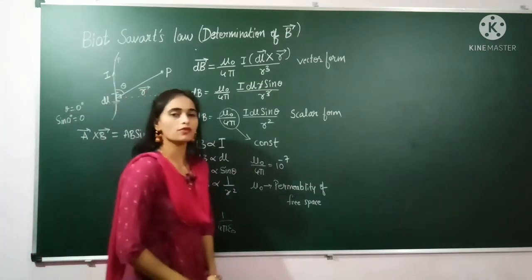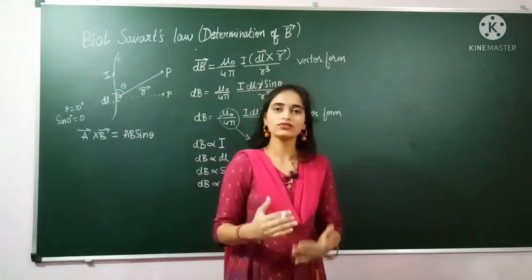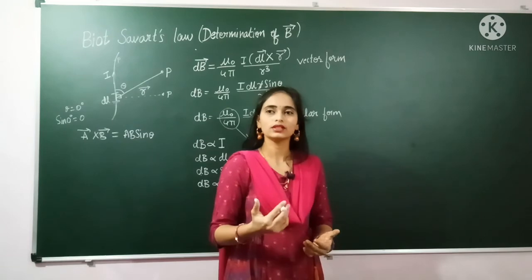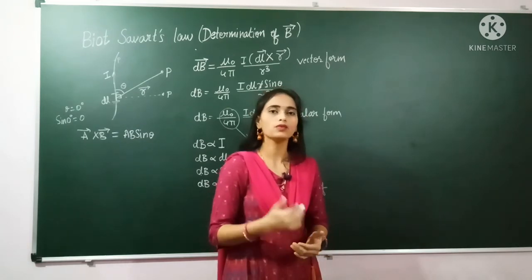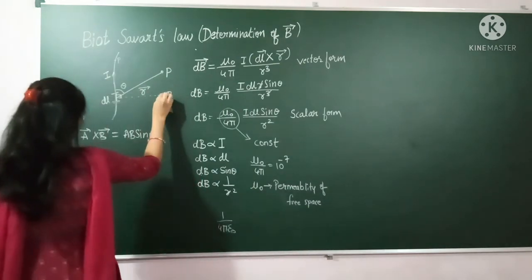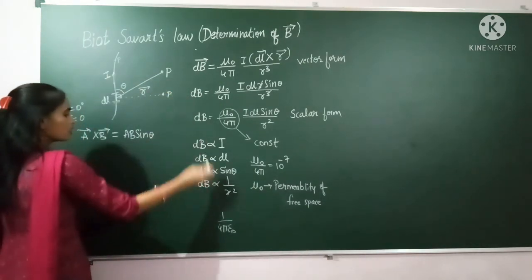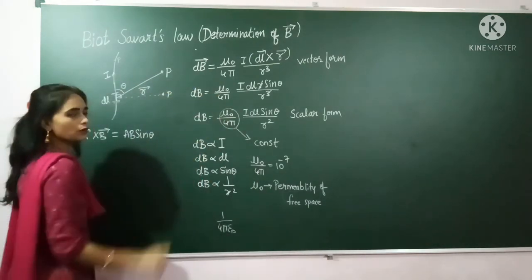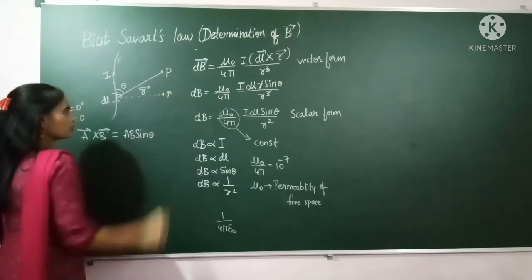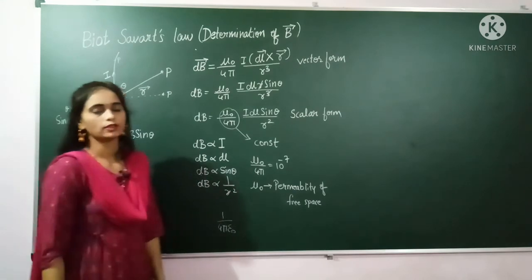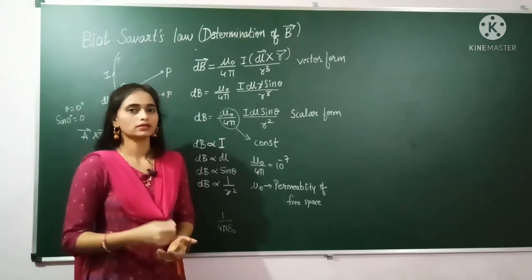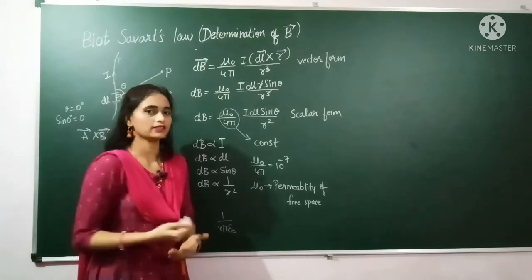Next, one thing: magnetic field is a vector quantity. If it is a vector quantity, it should have some direction. Now we want to determine its direction. Here at this point P, the magnetic field is there. Using this Biot-Savart law we can calculate the magnitude. But the next question is, what is the direction of the magnetic field? To determine the direction of the magnetic field, we will do that in the next class.